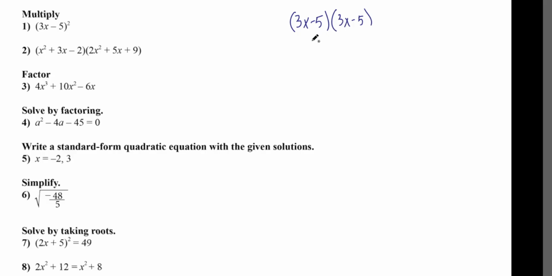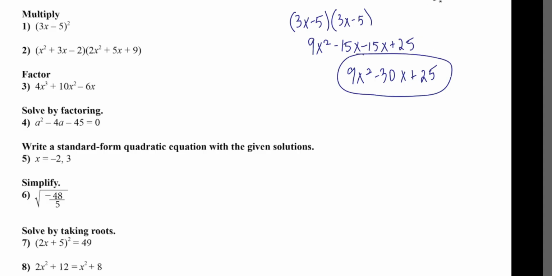So 3x times 3x is 9x squared. And then what's this going to be? Minus 15x, then another minus 15x, and then a plus 25. And then we get 9x squared minus 30x plus 25. We good? Who knew looking at this, you'd say, oh, that's so much easier than the other stuff. All right. What about this one? What do we do here?